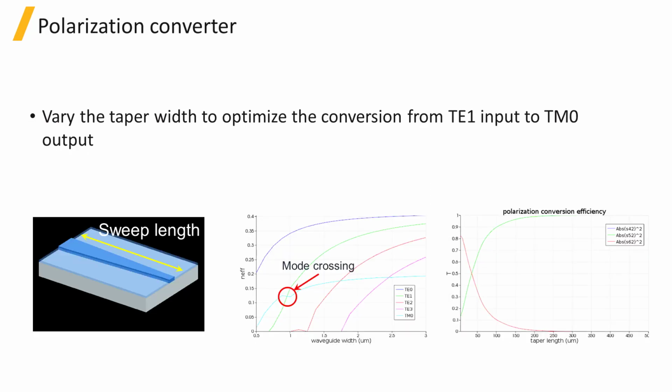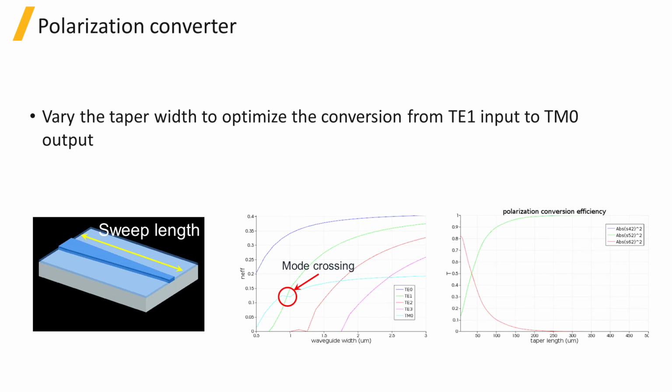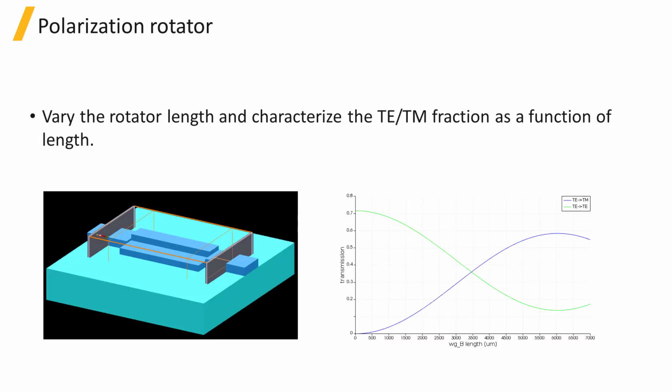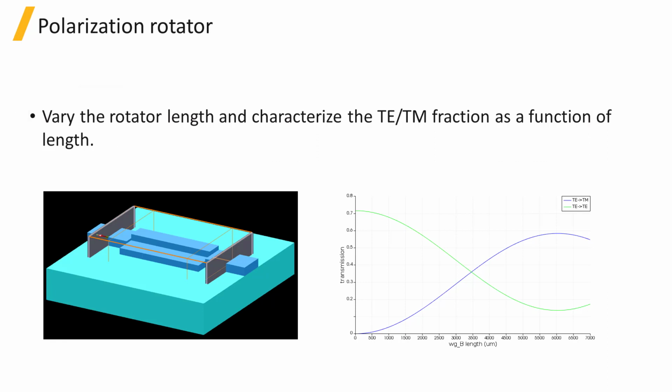EME can also be very useful in designing devices for polarization control. In this polarization converter example, you can sweep the taper length to optimize the conversion efficiency from the TE1 input mode to the TM0 output mode. Similarly, you can use EME to simulate polarization rotators, as shown in this example. You can vary the rotator length and characterize the TE-TM fraction as a function of length.